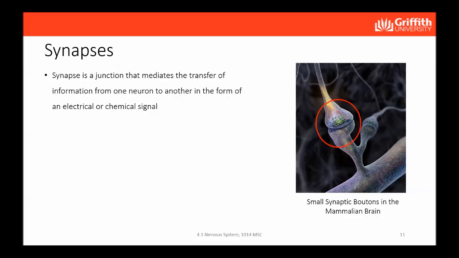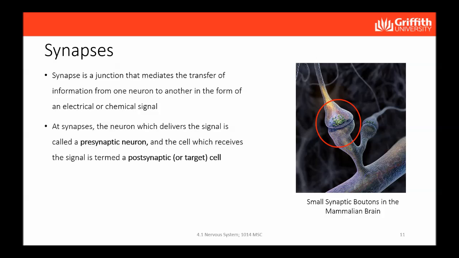A synapse is a junction that mediates information transfer from one neuron to the next, or from one neuron to an effector cell in the form of an electrical or chemical signal. The neuron delivering the signal is called the presynaptic neuron, while the neuron or the cell receiving the electrical signal is called the postsynaptic neuron or target cell. Most neurons function as both presynaptic and postsynaptic neurons, as these neurons can have around 1,000 to 10,000 axon terminals, each making a synapse.